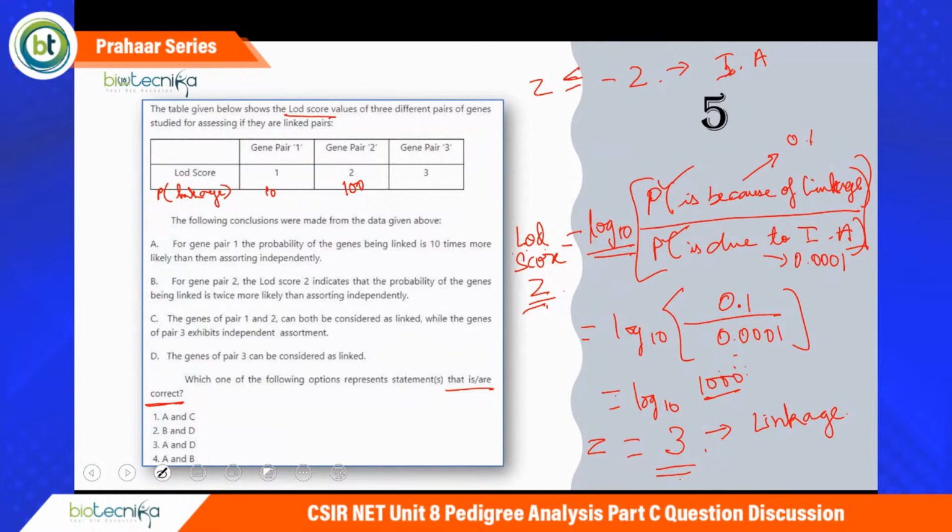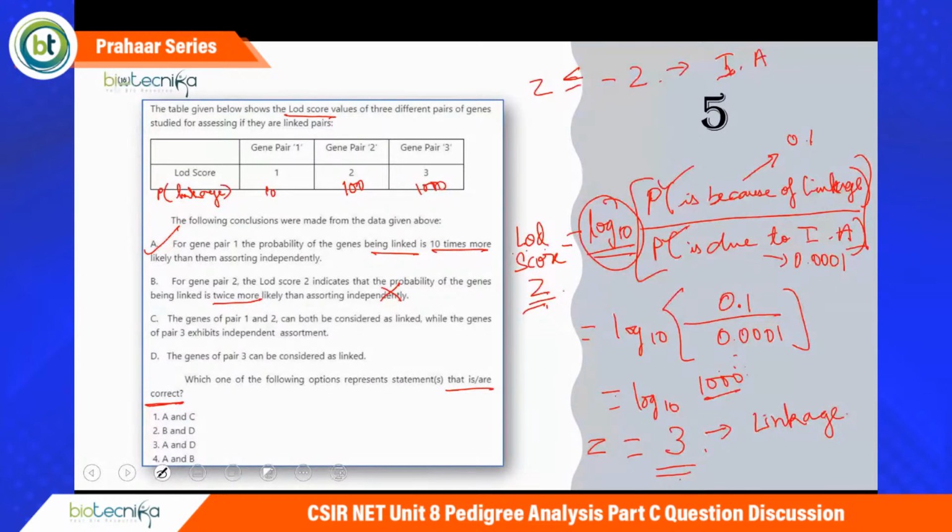Statement A says that for gene pair 1, the probability of genes being linked is 10 times more likely. This is true. Statement B says for gene pair 2, the LOD score 2 indicates the probability of genes being linked is twice as likely. This is wrong. It is not twice because it is a logarithmic value. So it will be 10 to the power 2, so 100 times more probable.